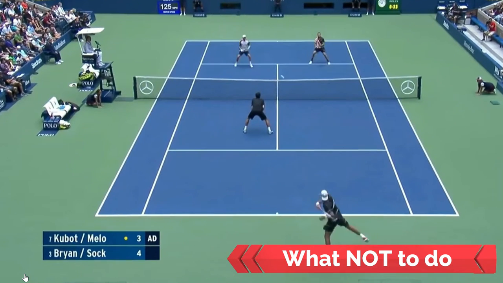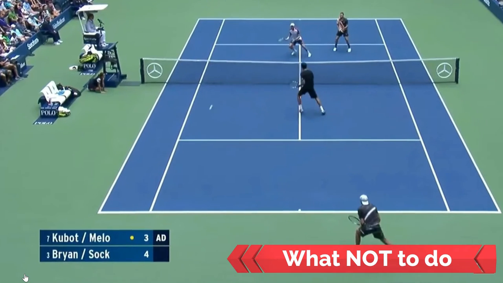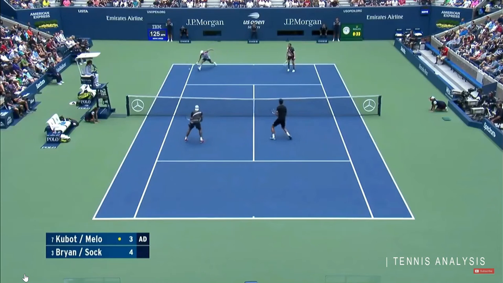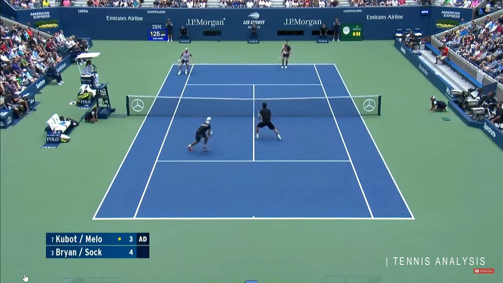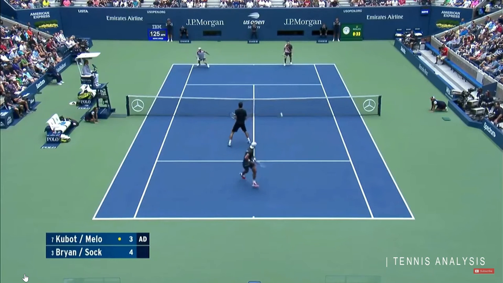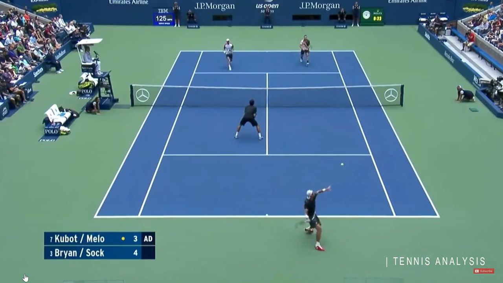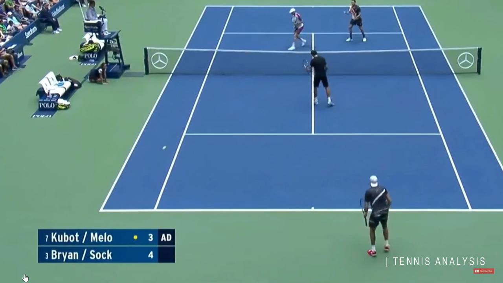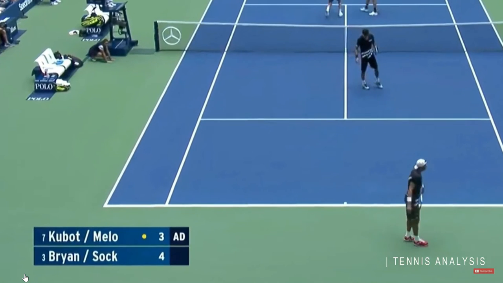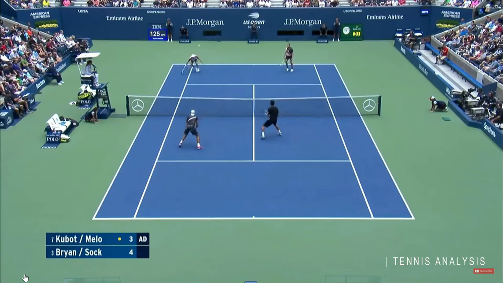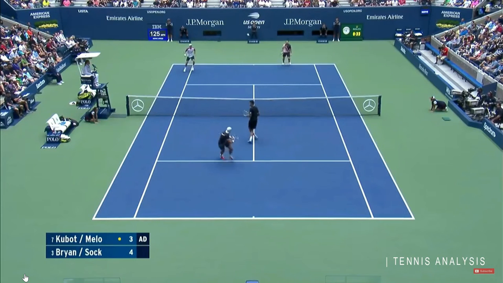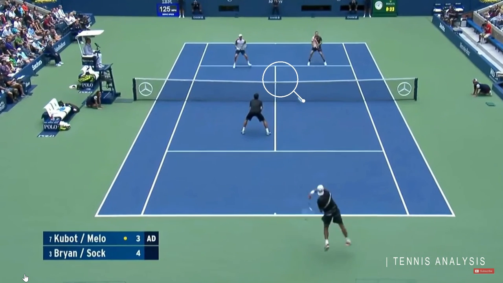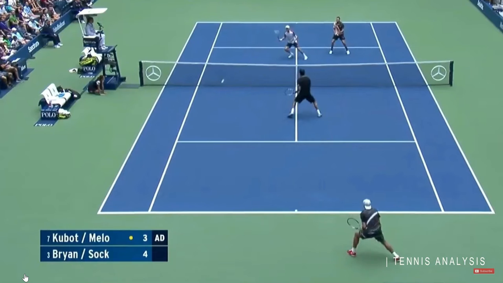Now, Kubat makes the mistake of putting the ball across the middle. Guess what? The net player is there, in this case Brian, and he puts the ball away. Now, again, most of the time we're going to be at the back switching, but the problem with us is that we hit across the middle quite often, whether it's a lob or just a regular shot. The net player is there to put the ball away. So this is actually what we want to avoid. You want to avoid going across the middle of the court when you're having to switch sides.